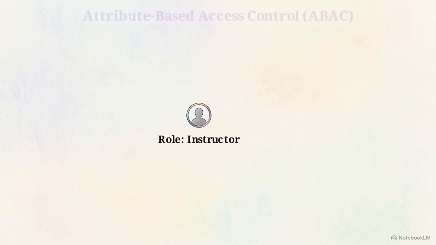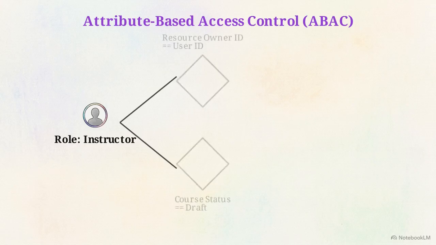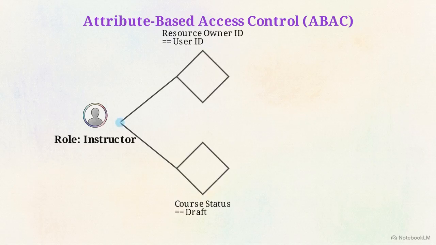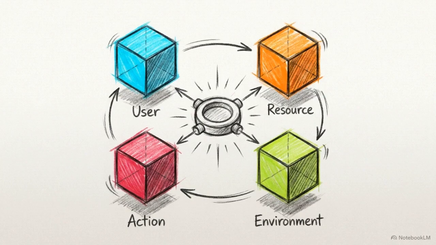We move instead to Attribute-Based Access Control, or ABAC. The system still identifies the role, but it then evaluates a dynamic logic tree. It asks, does the user own this resource? And is the course in a state that allows editing? ABAC looks at the user, the resource, the environment, and the action simultaneously.